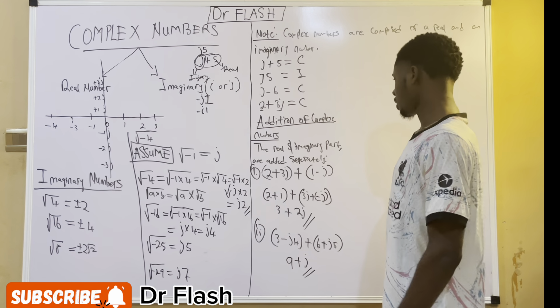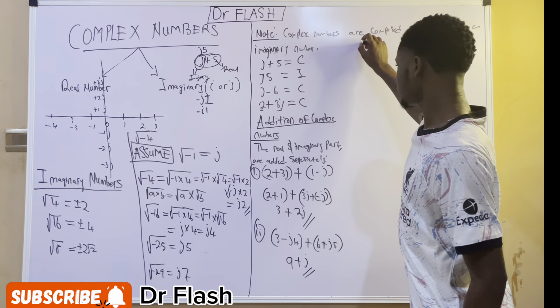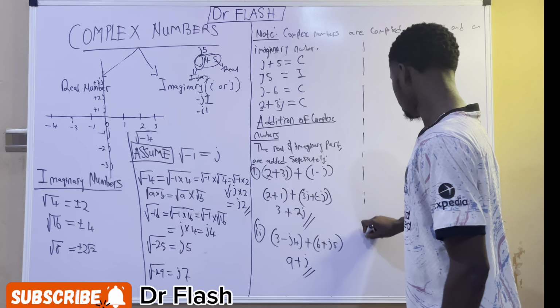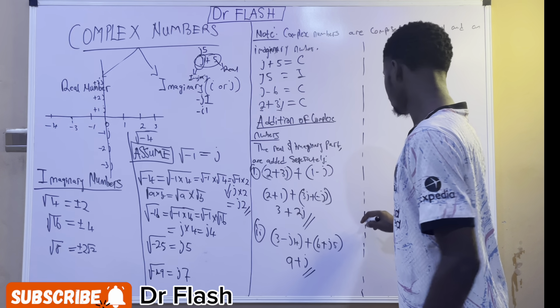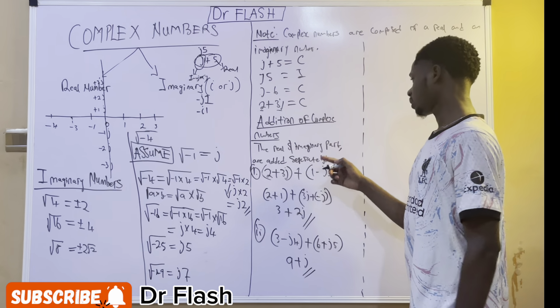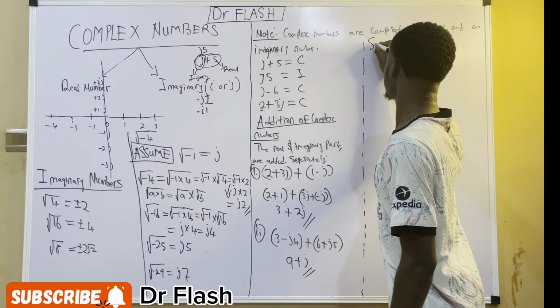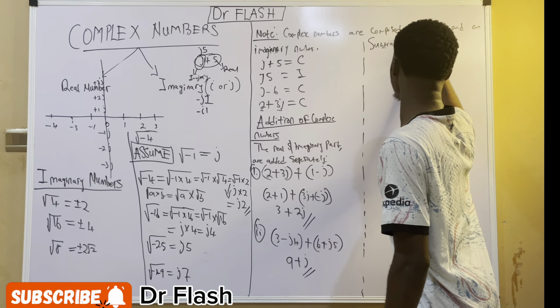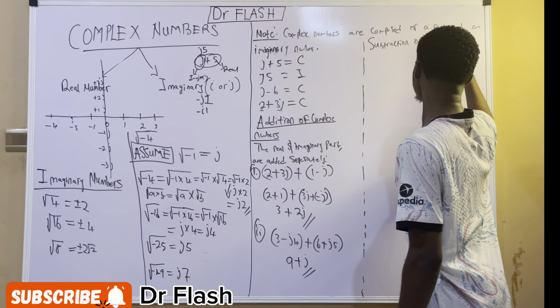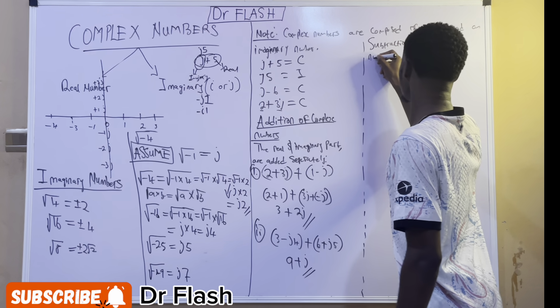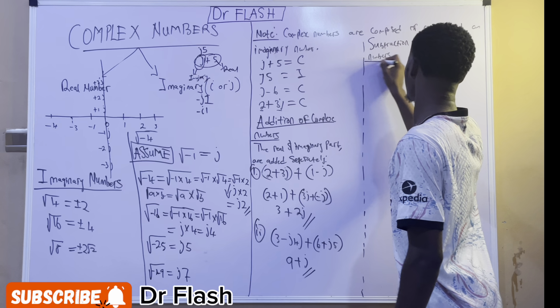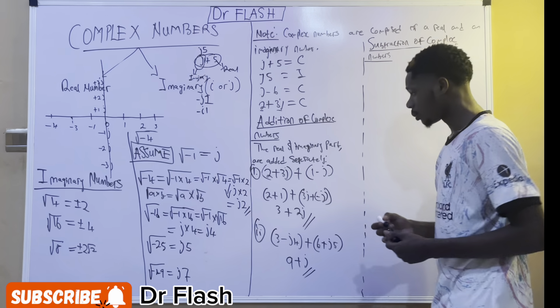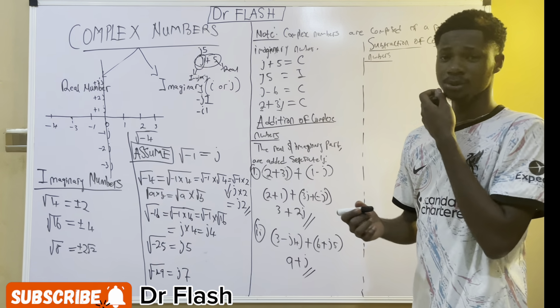Now, how about subtraction of complex numbers? Let's take a look at subtraction of complex numbers. Same procedures and methods apply. So I'm not going to write this again. I'm just going to write subtraction of complex numbers. Subtraction of complex numbers. Okay, now how do we work with subtraction of complex numbers?